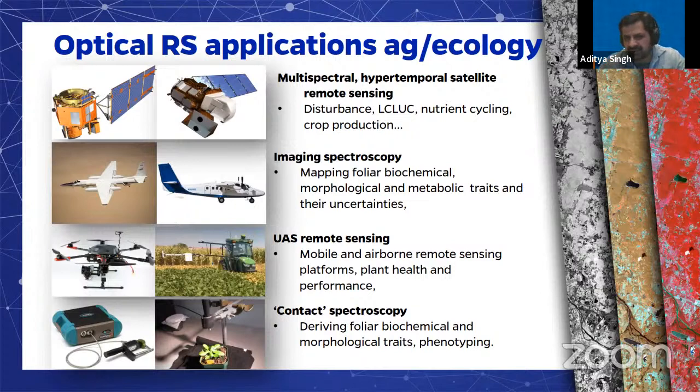The last is contact spectroscopy. You basically take a plant and clamp the instrument straight onto the leaf, and you get a very pure measurement, because the atmosphere is not interfering between the leaf and the sensor. You can do foliar biochemistry, you can do morphological traits, largely everything that comes under the ambit of plant-scale phenotyping. So that's the overarching idea of what I do in my lab.